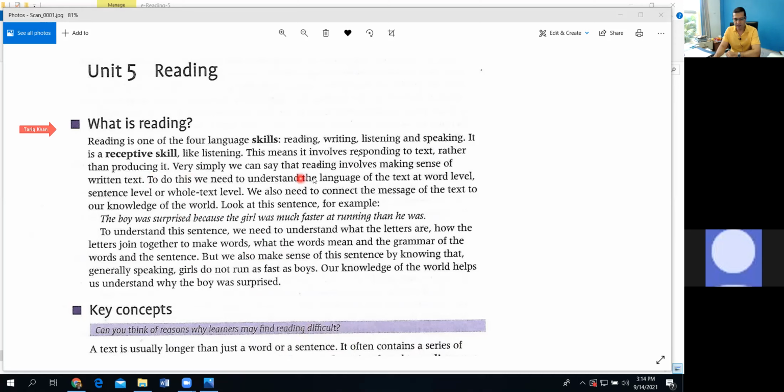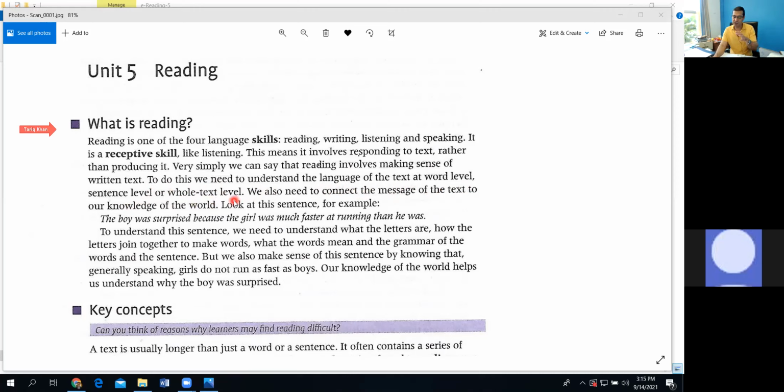Right. Very simply, we can say that reading involves making sense of written text. Now, when we read, definitely what we read is written. So we are making sense of the written text by reading it and by understanding it. To do this, we need to understand the language of the text at word level, sentence level, or whole text level.